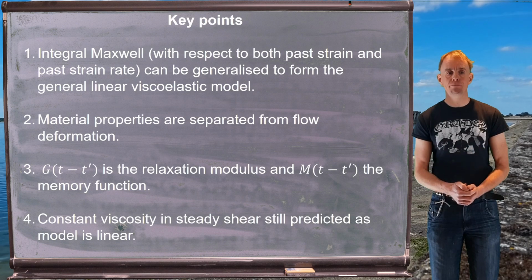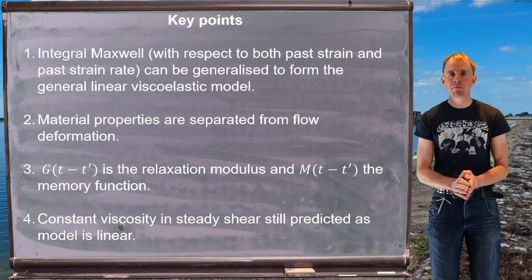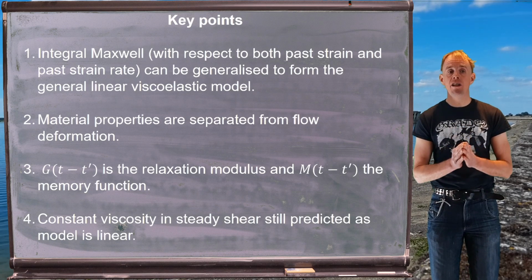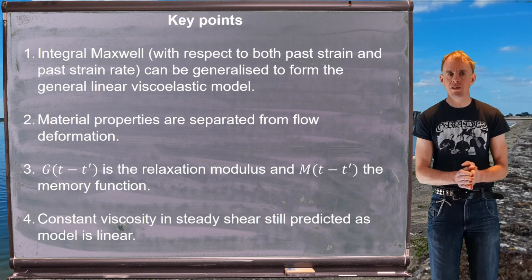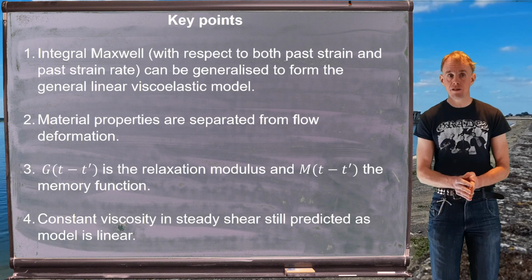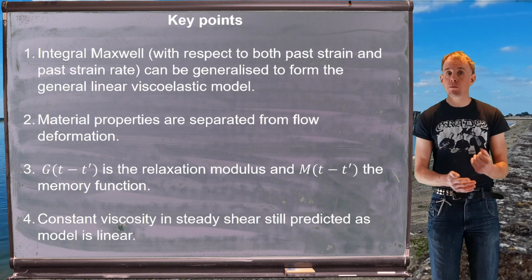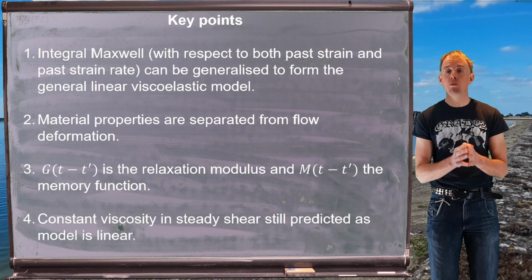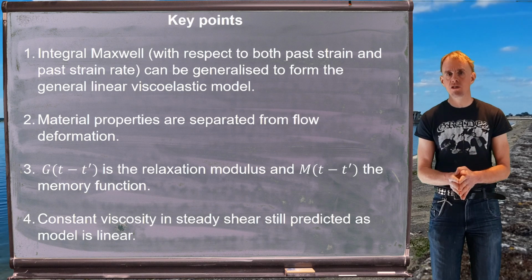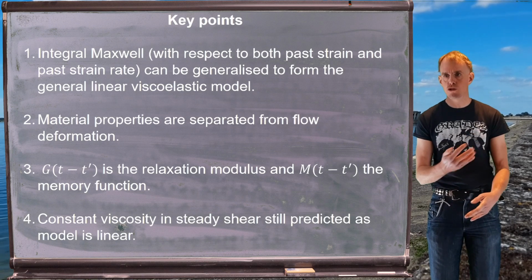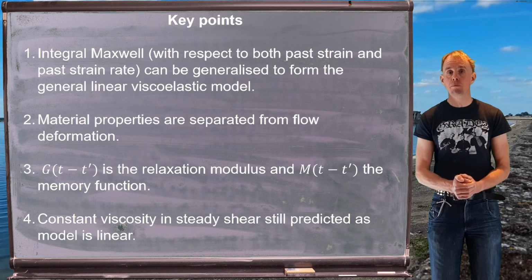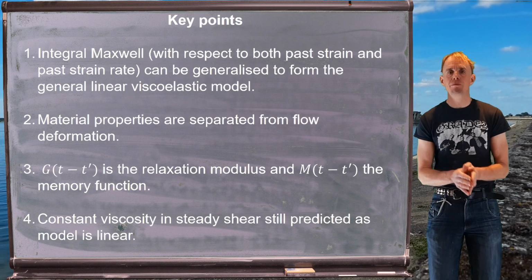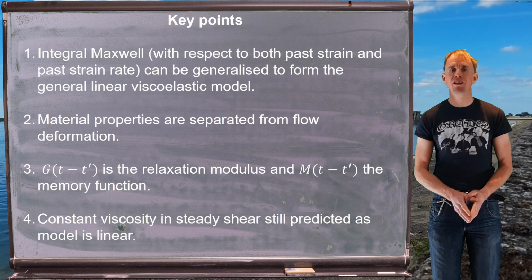If we look at the strain-based formulation, we have the memory function, m of t minus t dashed, pre-multiplying that strain history term. The thing to remember here is that this is a generalized linear viscoelastic model, and so constant viscosity in steady shear is still predicted. However, the thing that we've alluded to all along is that once we've written these constitutive equations in integral form with respect to past strain or past strain rate, we can add in additional pieces of physics that depend on past strain or past strain rate that allow these models to become nonlinear. And that's what we're going to look at next lesson.